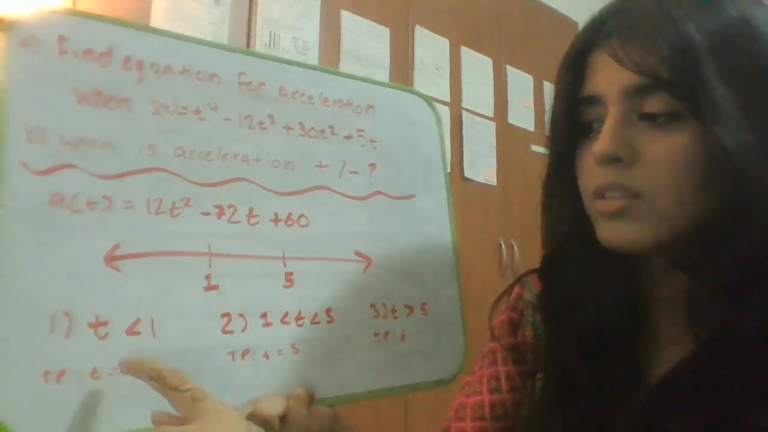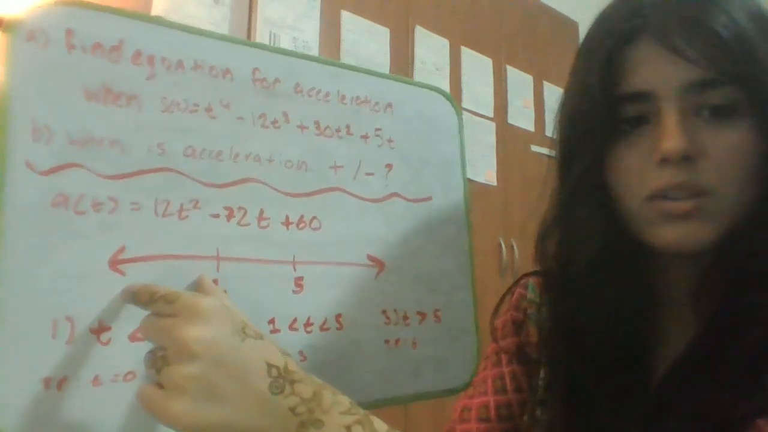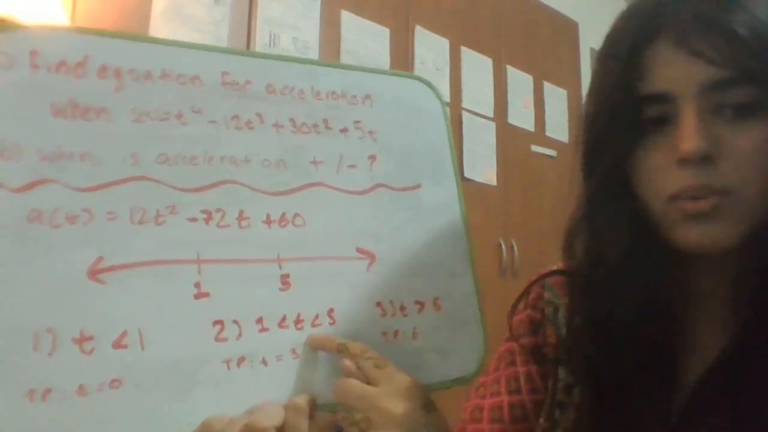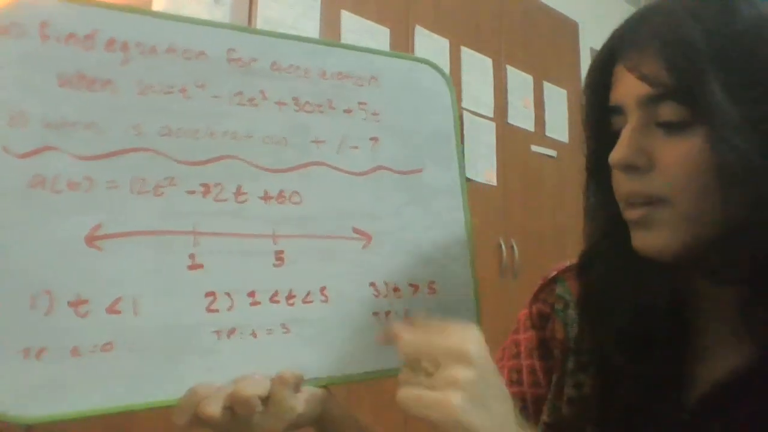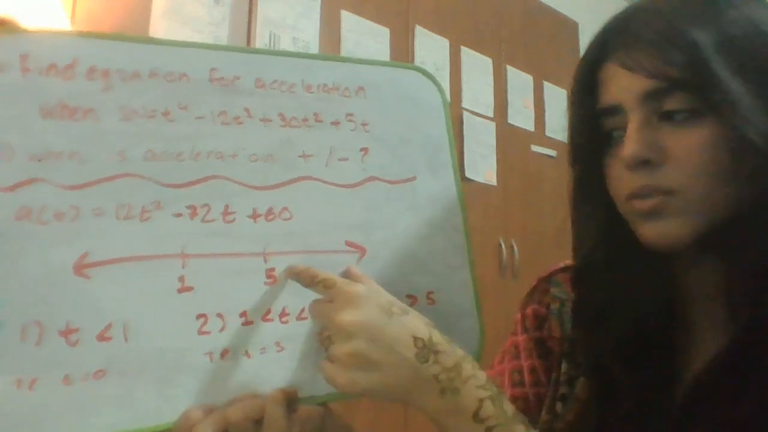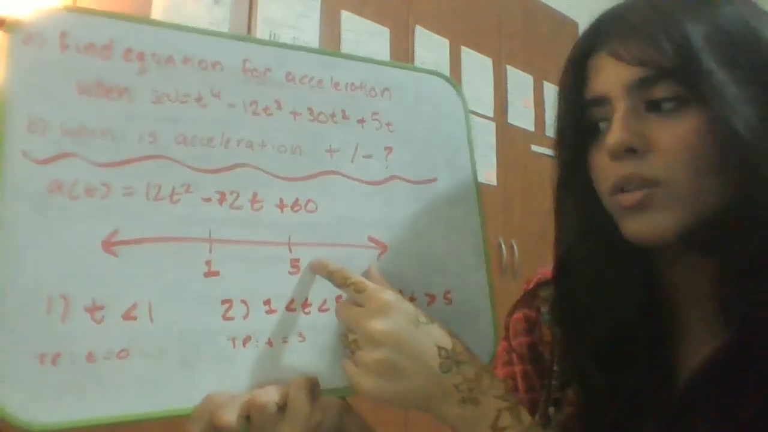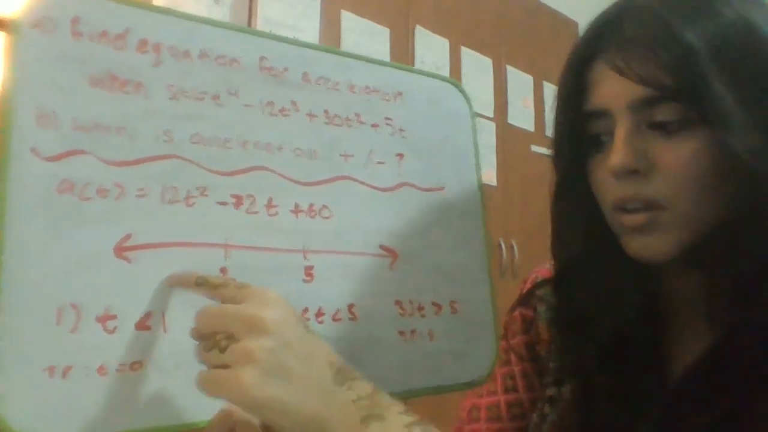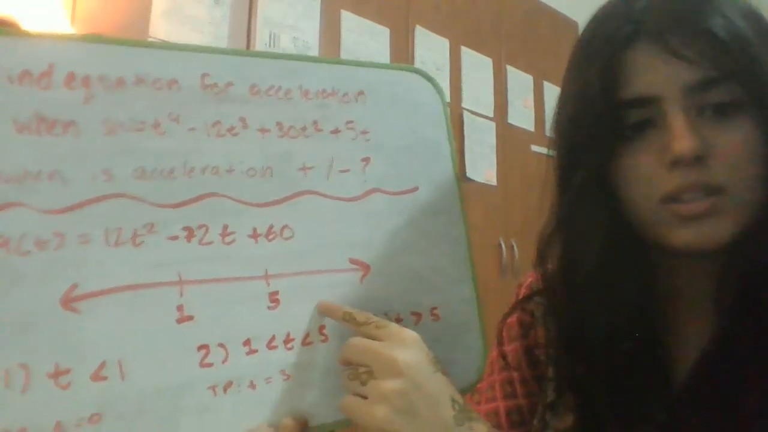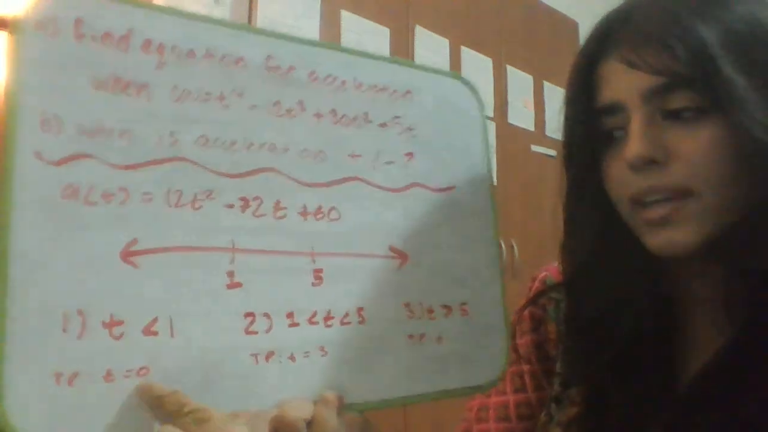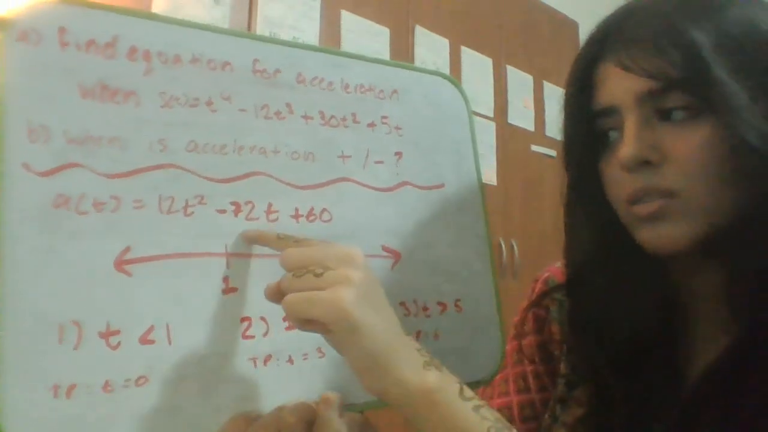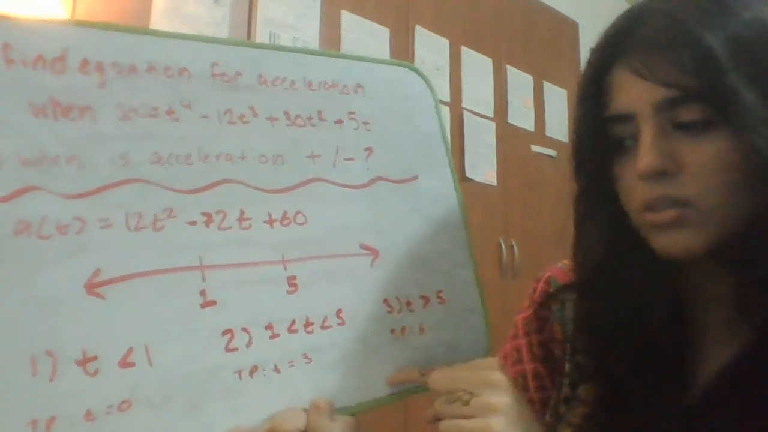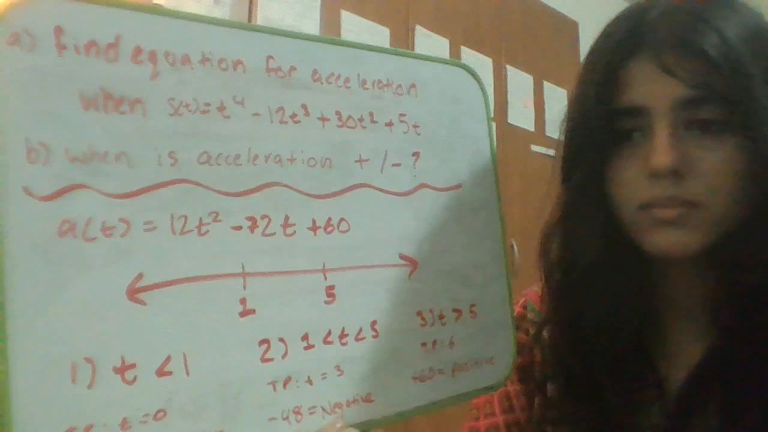The first interval is t less than 1, which is this interval. The second interval is t greater than 1 but less than 5, which is the second interval right here. The third interval, where t is greater than 5, is right here. We're going to be taking values in between each interval. Here I've chosen 0, here I've chosen 3, and here I've chosen 6. So take 0 and plug it into this equation, take 3, plug it in here, and take 6 and plug it in here. I'll write down the values so that you guys can understand it.